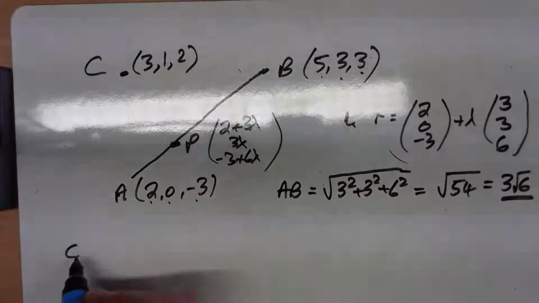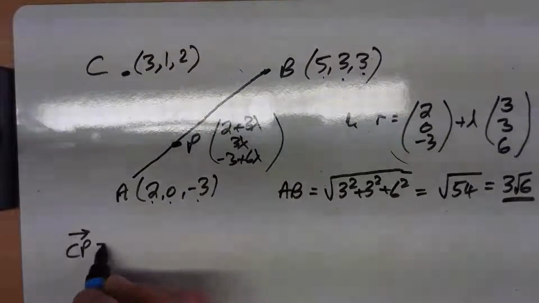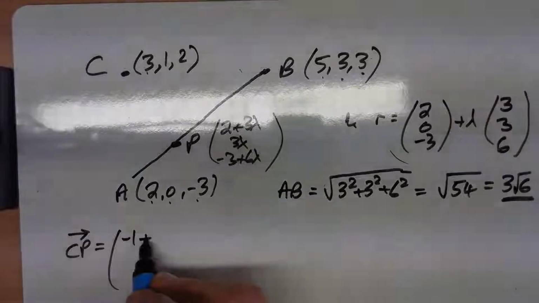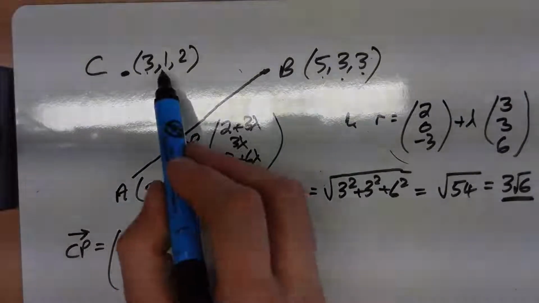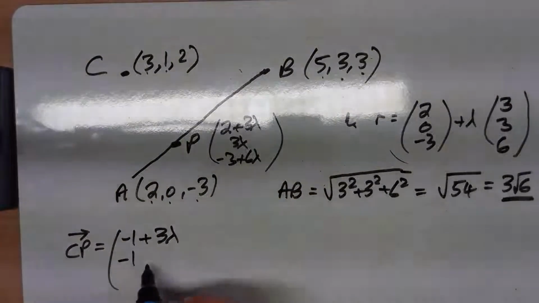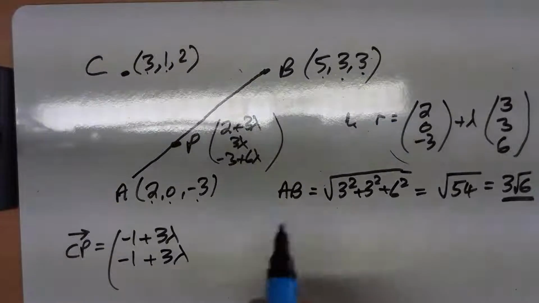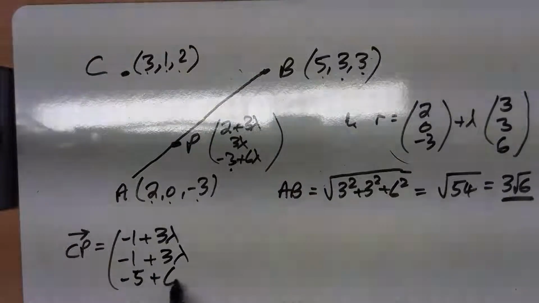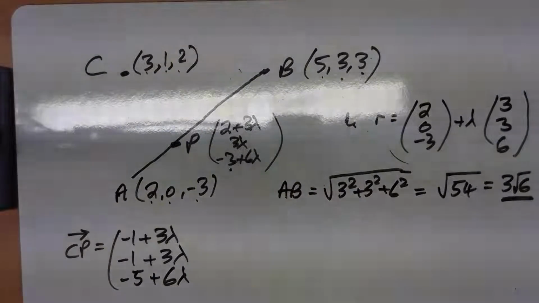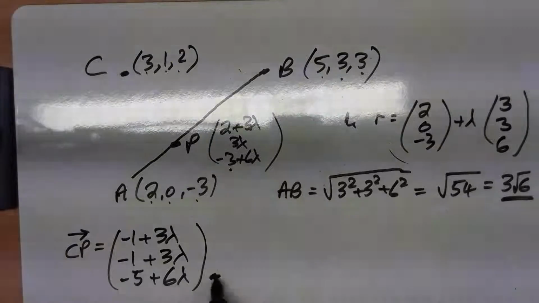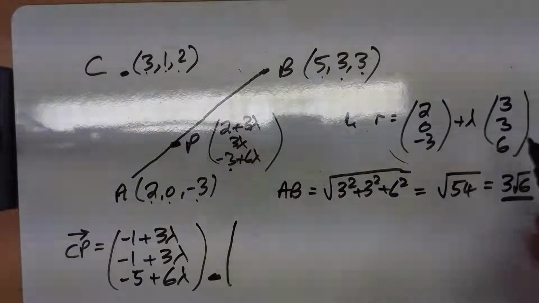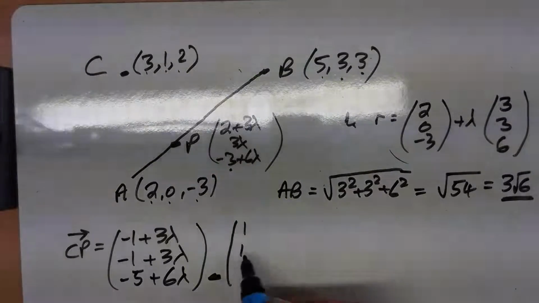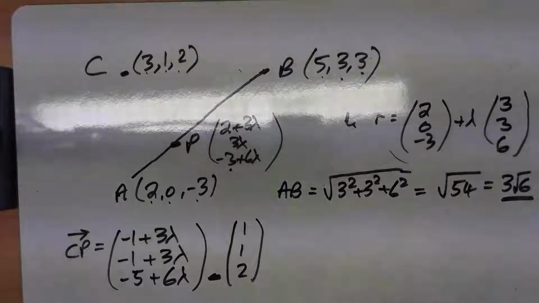So the journey from C to P is equal to, from 3 to 2 is minus 1, but I've got to add the 3 lambda. From 1 to nothing is also minus 1, and I've got to add the 3 lambda. From 2 to minus 3 is minus 5, and I've got to add the 6 lambda. There's the journey from C to P. We want that to be perpendicular to the direction of the line, which is (3, 3, 6). You know what? I am going to divide by 3 to make the numbers easier.